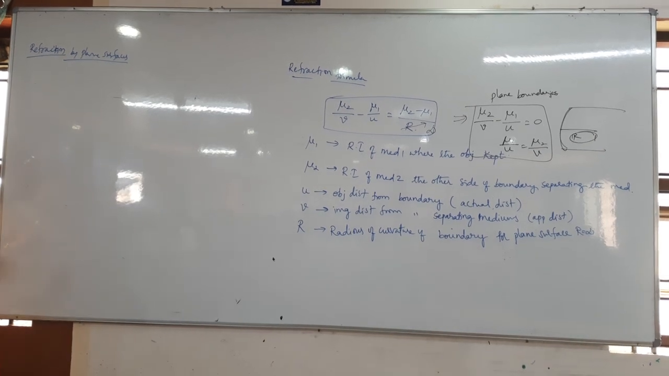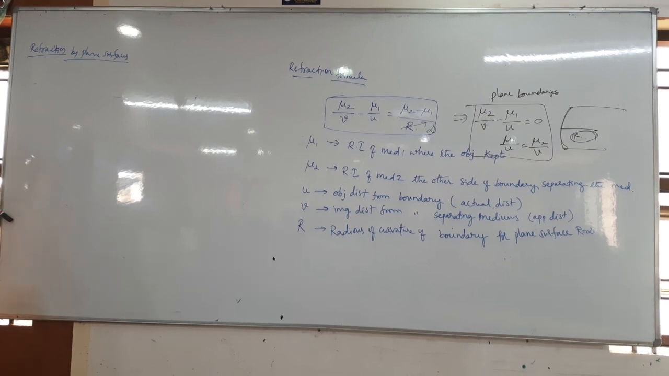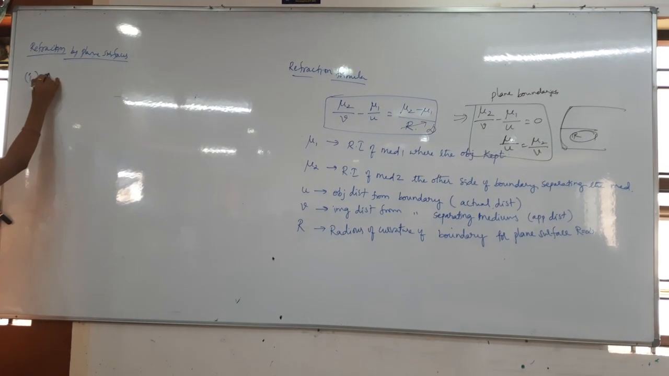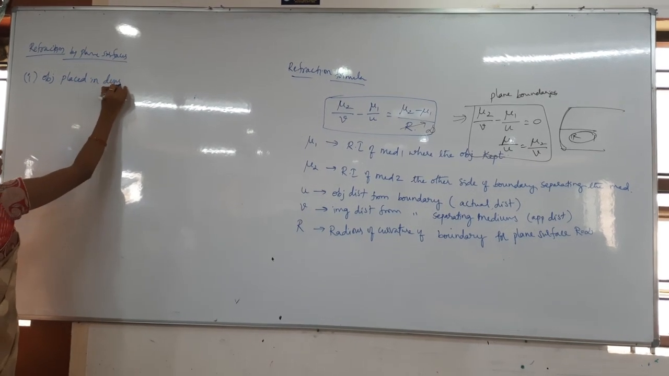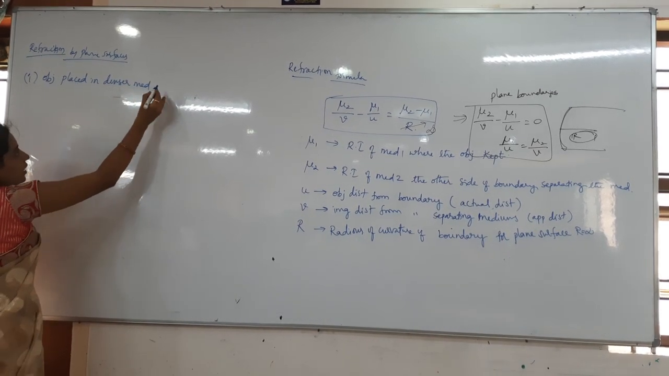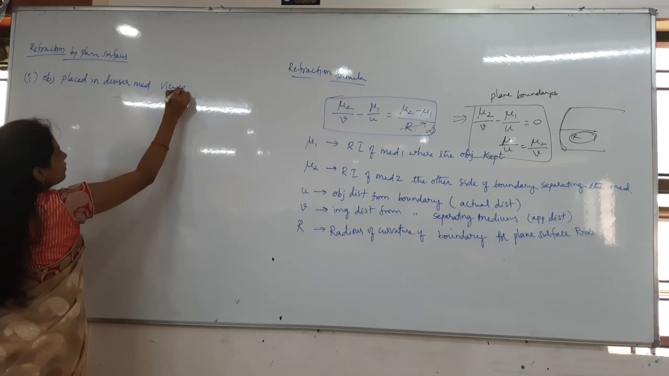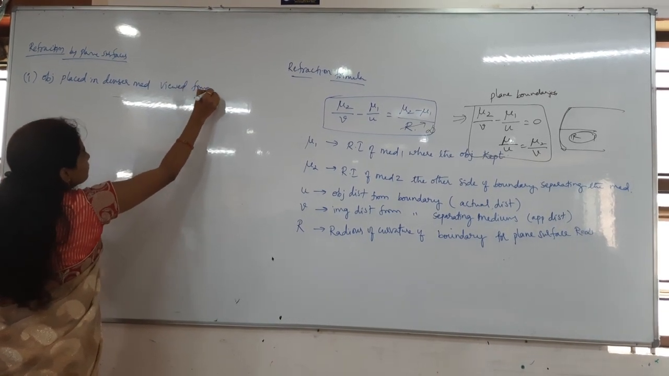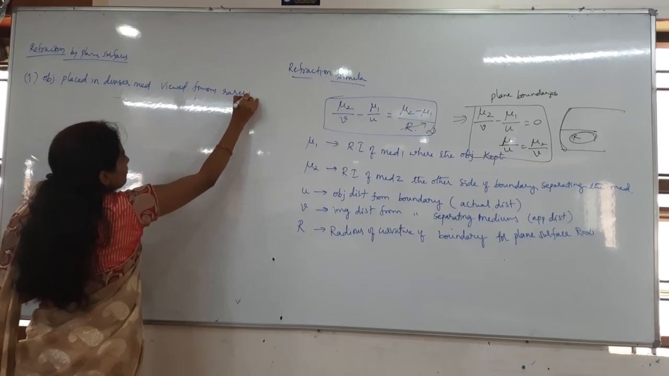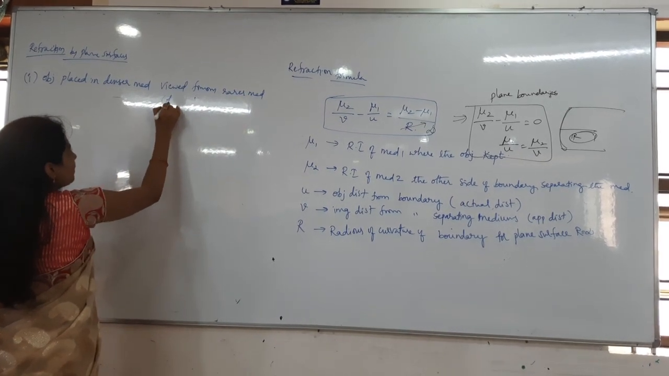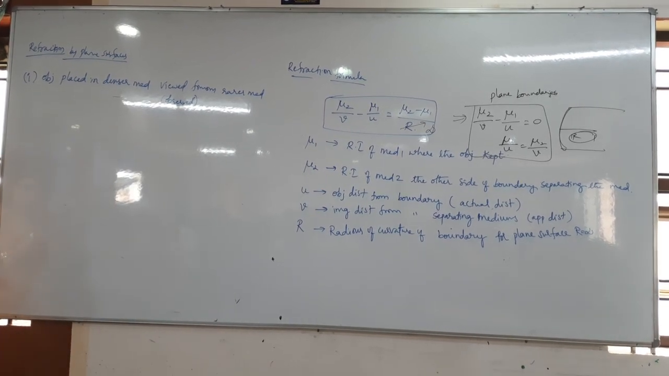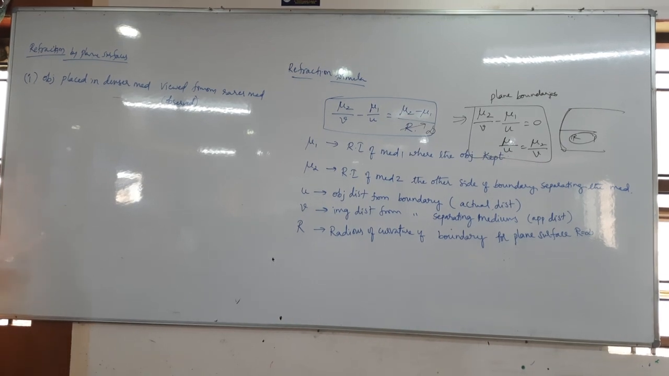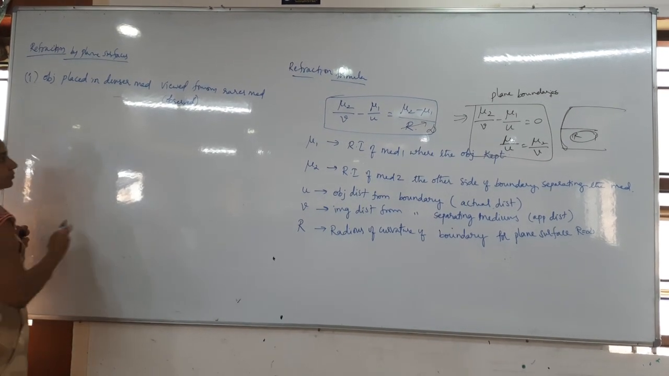Once we enter into the curved surfaces, we will get the lenses there. Now through the plane surfaces we will discuss. In that, the first case is object placed in the denser medium and then viewed from the rarer medium. First case is this one. Object is placed in the denser medium and viewed from the rarer medium.